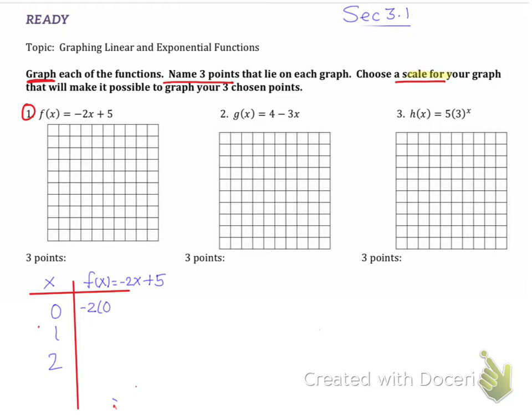Negative 2 times 0 plus 5, that's going to be 5. Negative 2 times 1 plus 5, that's going to be 3. Then negative 2 times 2 plus 5 is going to be 1. So we got 3 points here, and I'm going to graph those 3 points. Our first point is (0, 5). Second point is (1, 3). And third point is (2, 1). So I just have to graph it and we are good.